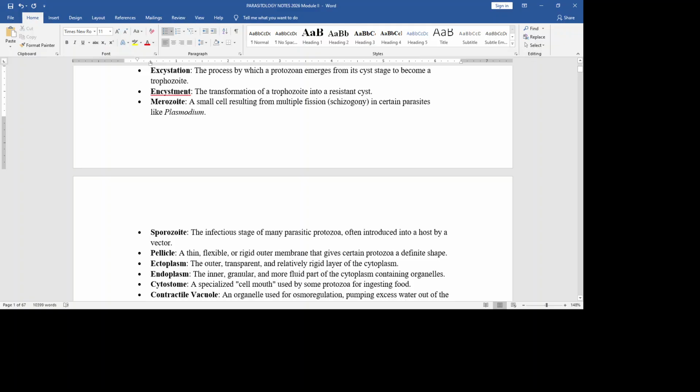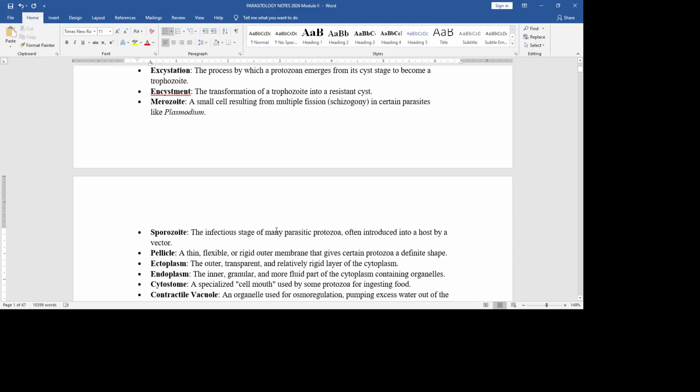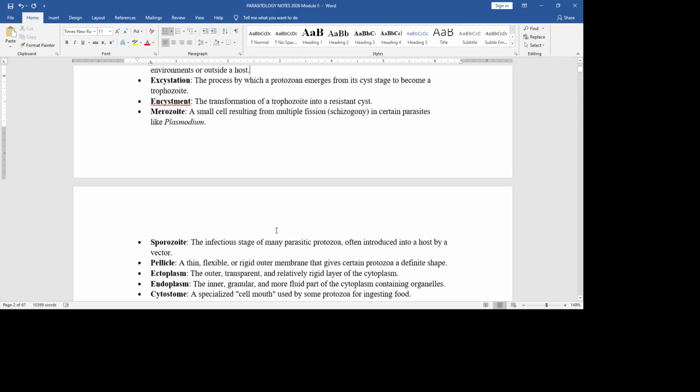Okay, welcome again. So besides the various terminologies which refer to the types of hosts and the types of parasites, we also have other terminologies which refer to the various morphological forms and various developmental stages. We're just going to look at a few of those, so that we can move to the classification straight away.